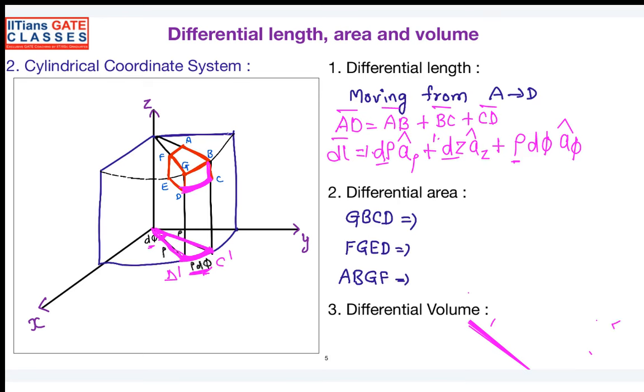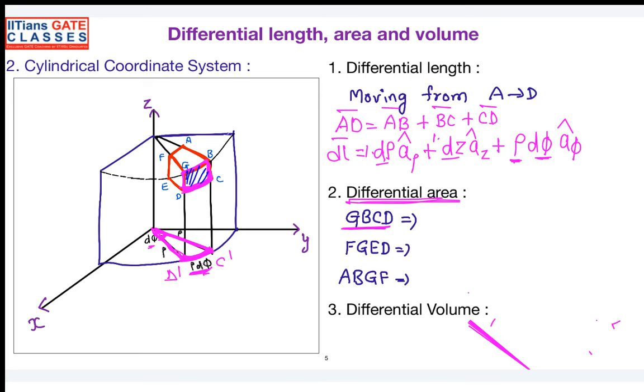So when you see the differential area, first consider the surface GBCD. Where is that? Yeah, this part. G, B, C and D. So please tell me, when you are moving on this surface, what all the variations happen? Look at this particular surface, what all the variations are happening? There's a change in phi and there's a change in the z direction.